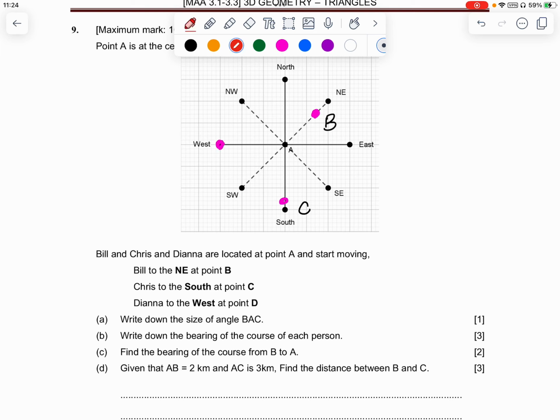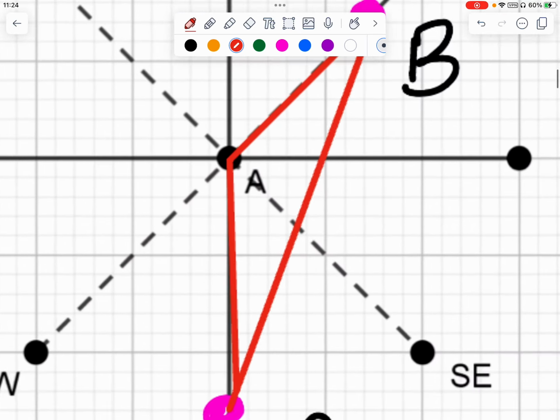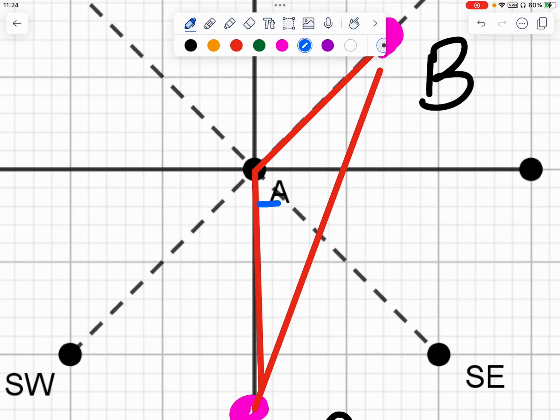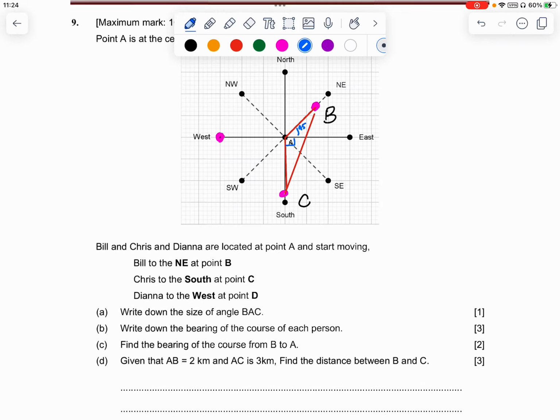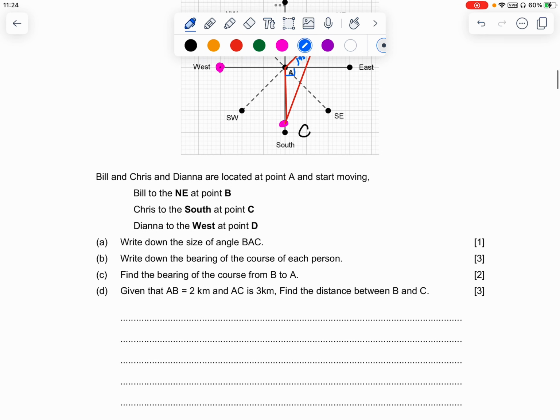Now he is asking BAC. So I join that one triangle and it forms. So BAC is how much? So we know that this angle is 90 and this angle is 45. So total it will be 90 plus 45. So part A, it's going to be 90 plus 45 degrees, which is going to be 135 degrees.